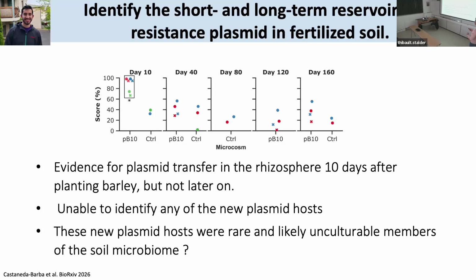What is interesting is that another paper used a different approach, with a somewhat different goal, but a similar result. In that experiment, they only observed plasmid transfer in the next few days after you plant the seed and the plant grows in the rhizosphere. They can detect this transfer event, and after that they couldn't detect it anymore. So it may have happened at too low a frequency to be detected.